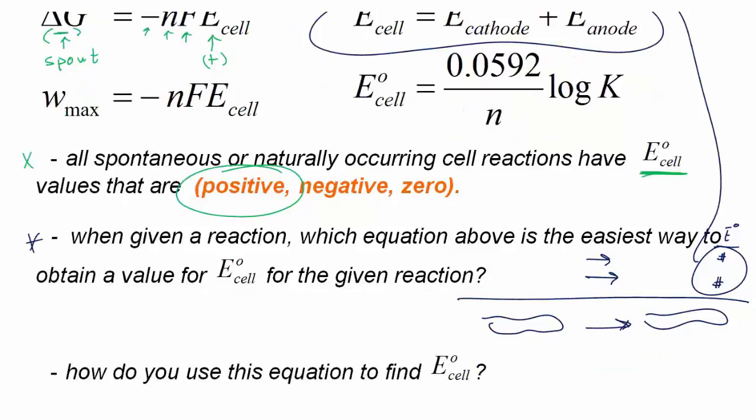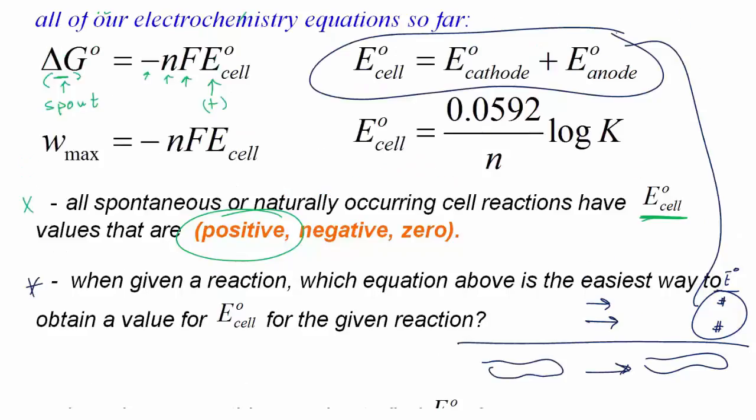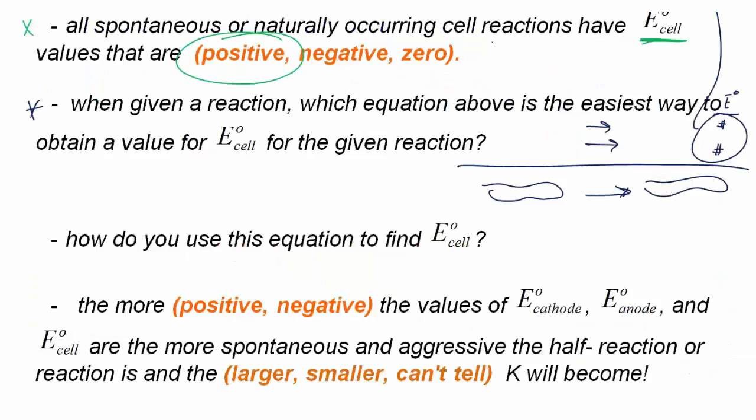How do you use this equation to find E0 cell? Well, we just add up E0 cathode plus E0 anode. And remember, the zeros mean that as long as we're at standard conditions, 25 degrees Celsius, 1 atmosphere, all the concentrations are 1 molar, okay.